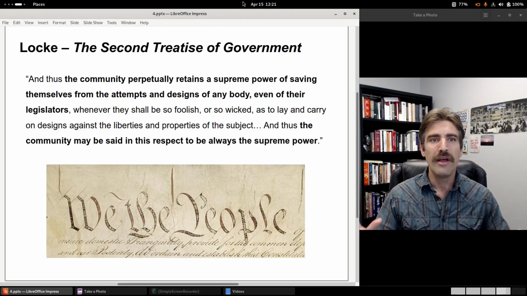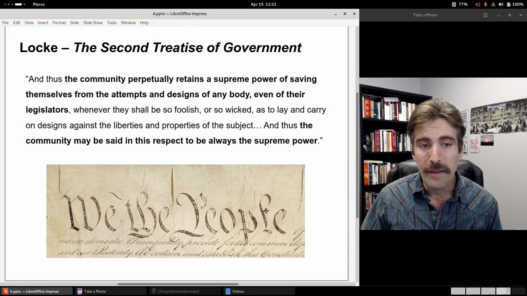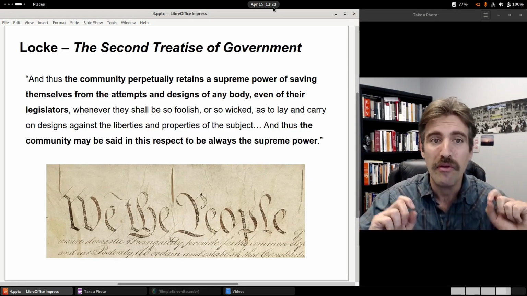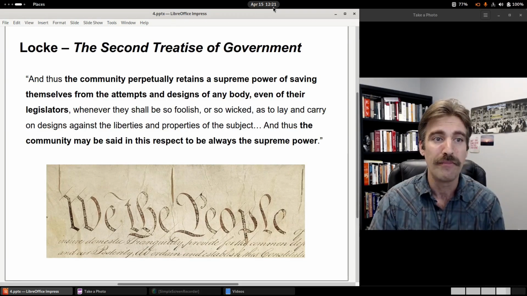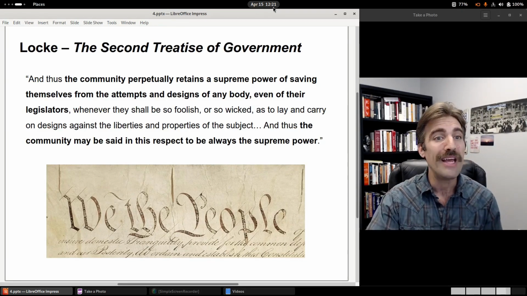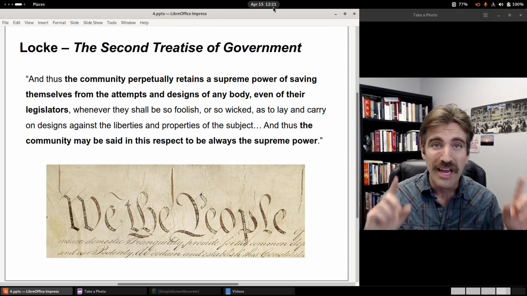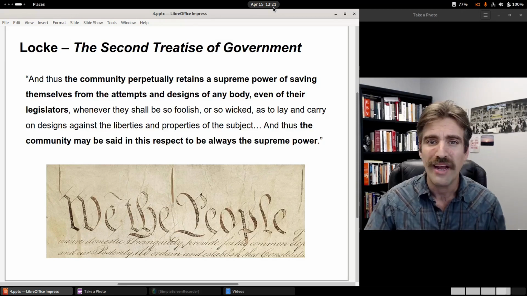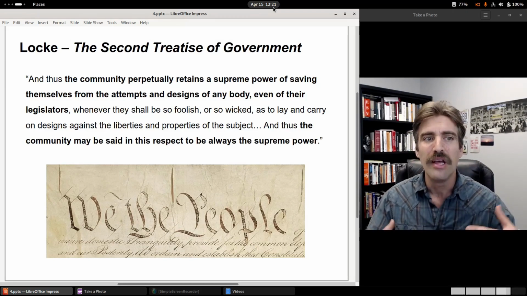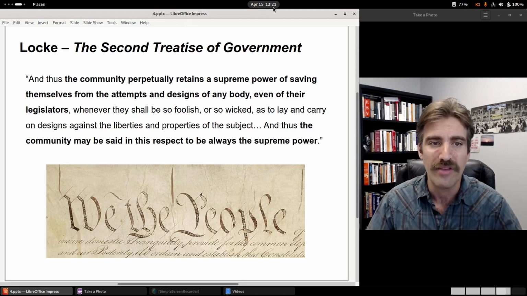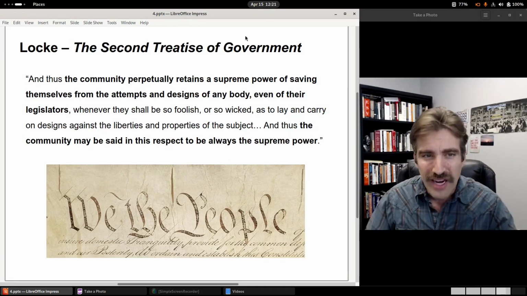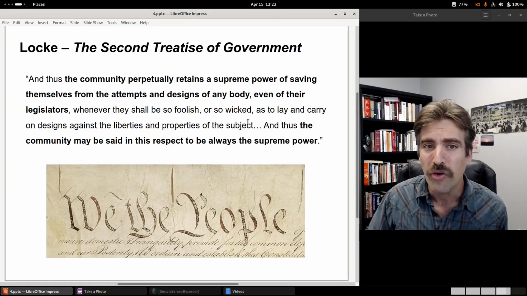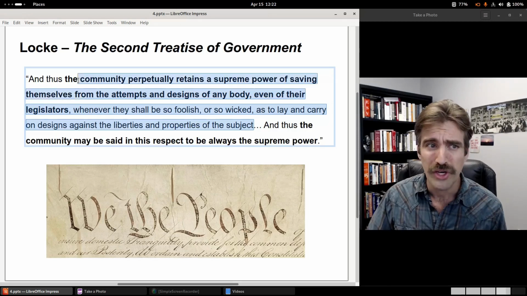Thus, Locke says, the community, we the people, the community perpetually retains a supreme power of saving themselves from the attempts and designs of any body, even of their legislators, whenever they shall be so foolish or so wicked as to lay and carry on designs against the liberties and properties of the subject. Again, we'll look at revolution, because here Locke sort of turns up the heat a little bit. Language a little stronger in this portion of our passage.